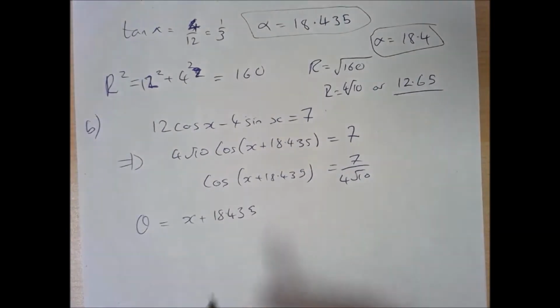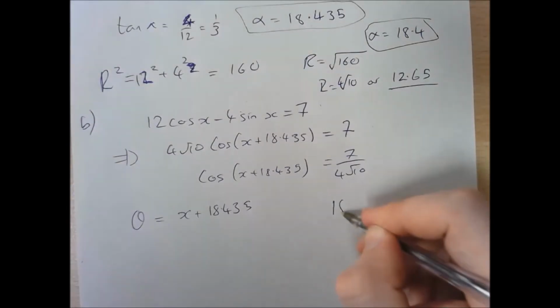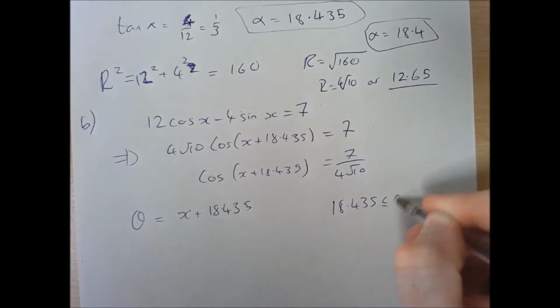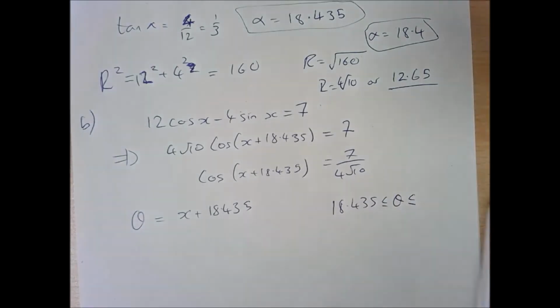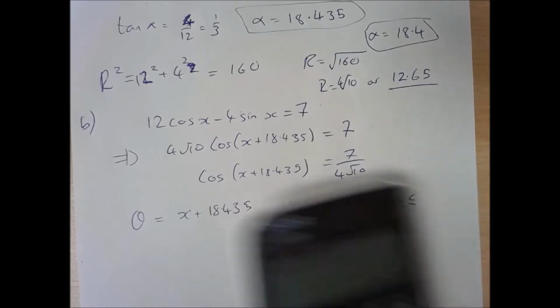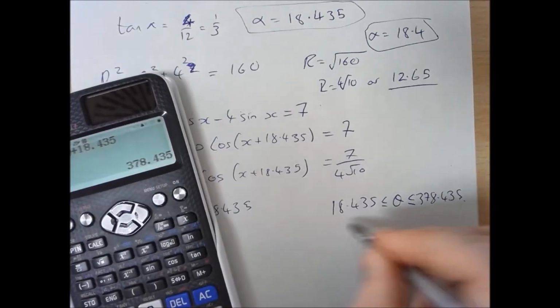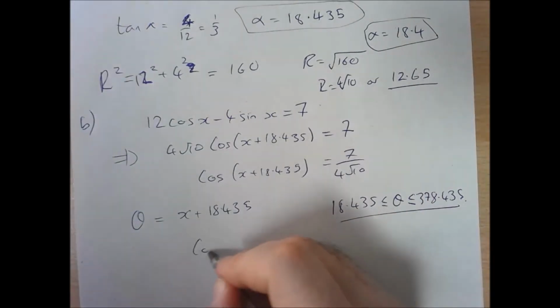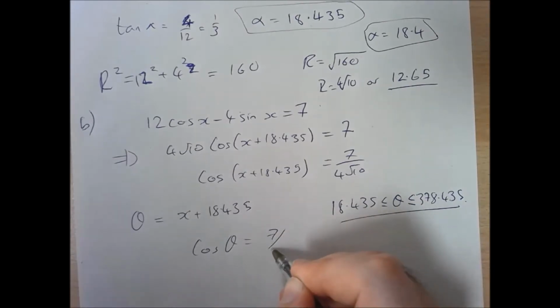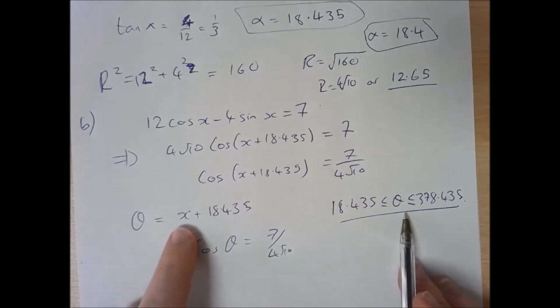We're told to use 0 and 360 as our limits for x, so theta is going to be between 18.435 less than or equal to theta less than or equal to 360 plus 18.435, which gives us 378.435. So we're going to now solve cos theta is 7 over 4 root 10. We're going to solve this problem in this range, and then we're going to work out the values of x once we've got our values for theta.